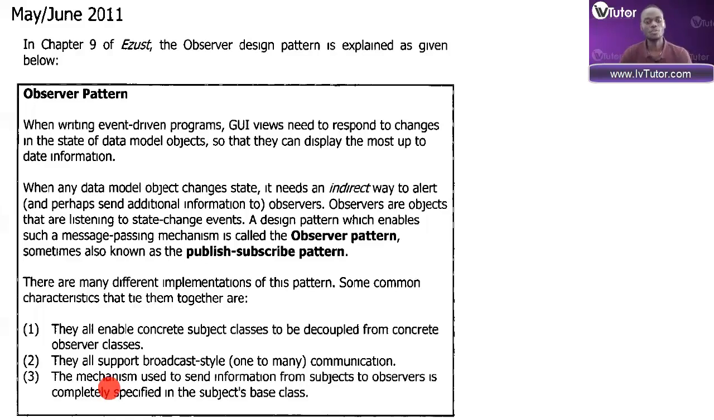The mechanism used to send information from subjects to observers is completely specified in the subject's base class. And if we talk about Qt, we're talking about signals and slots. So the class that is emitting those events is the one that defines how observers will subscribe to it. So the signals would be obviously in the subject class, right?